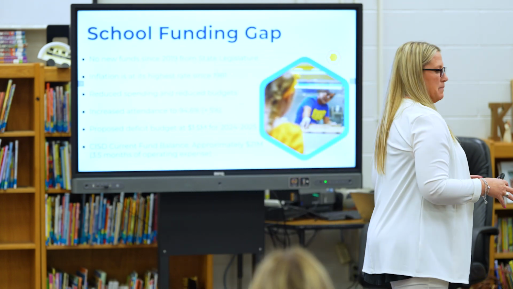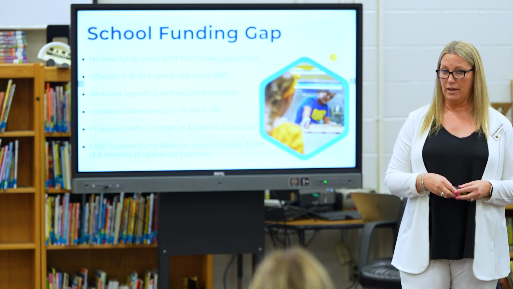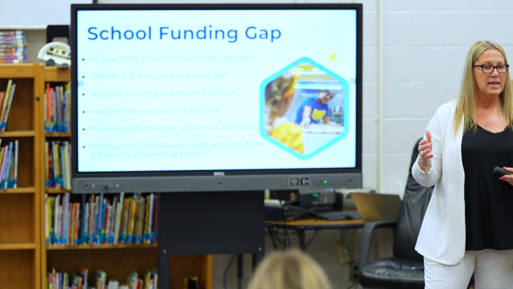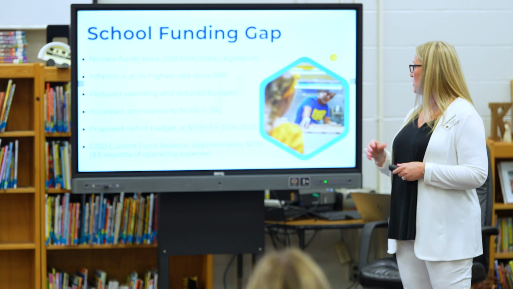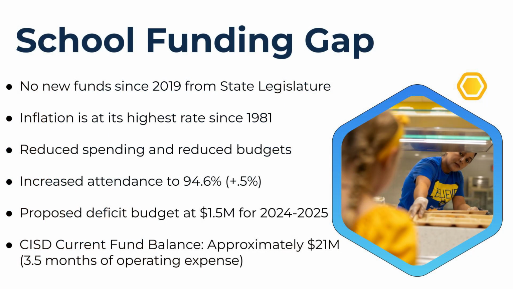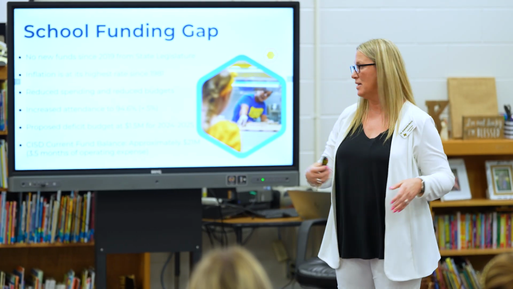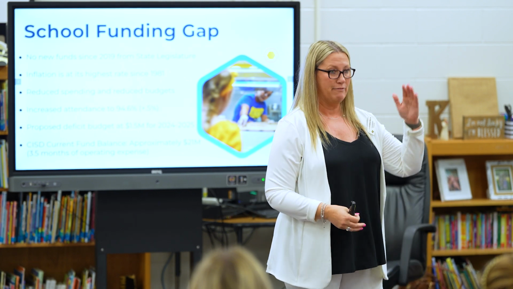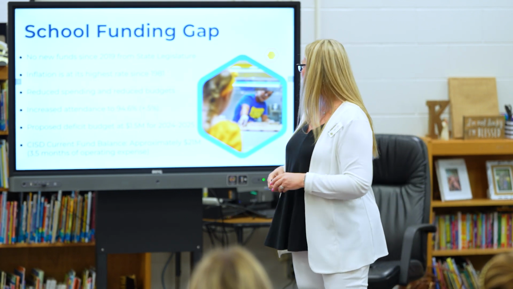So there's a gap in school funding across the state of Texas, and we call it the school funding gap. And so what's happened is the state legislature has appropriated no new money for schools since 2019. So we're operating schools with a budget that was given to us in 2019. And yet, inflation is at its very highest since 1981. So if the money has stayed the same, but the inflation has gone up, it creates this gap, right? You all feel that in your house as well. Inflation versus what's coming in, things haven't changed.